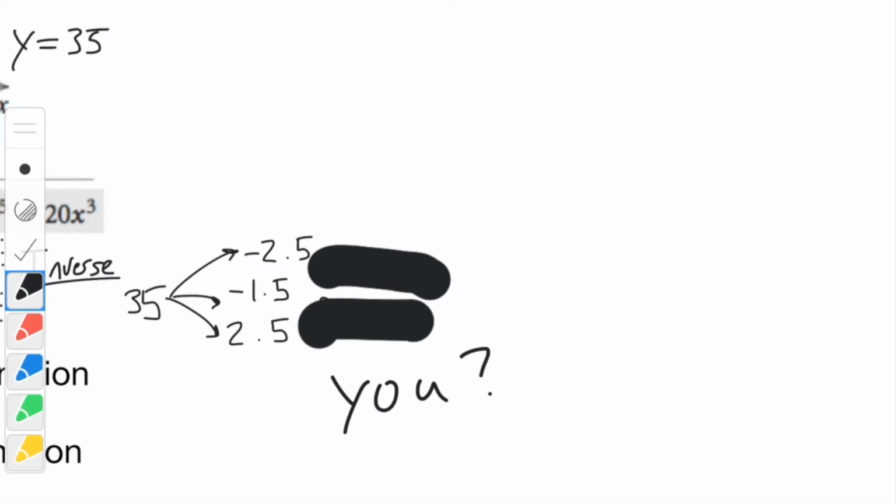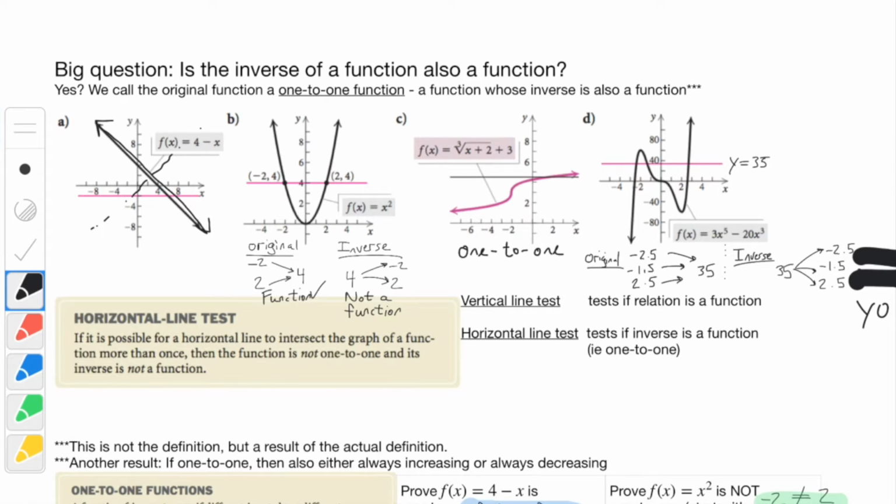Is the inverse of what is graphed going to be a function? Just comparing, we're going to formalize this into a test, the horizontal line test. You might remember what the vertical line test is. It tests if a relation is a function. You draw a vertical line, and since it only intersects at one point for each vertical line, it is a function.